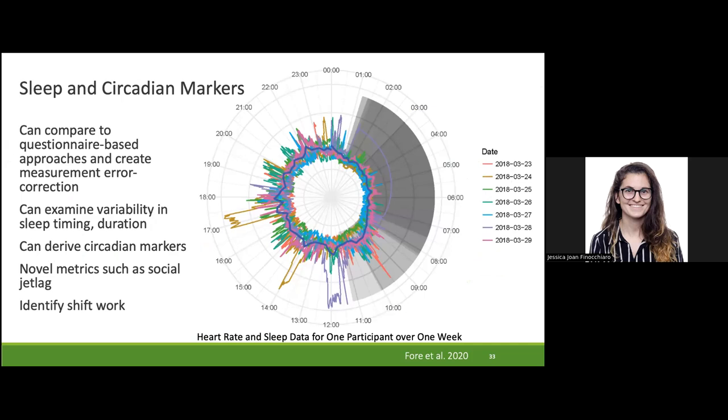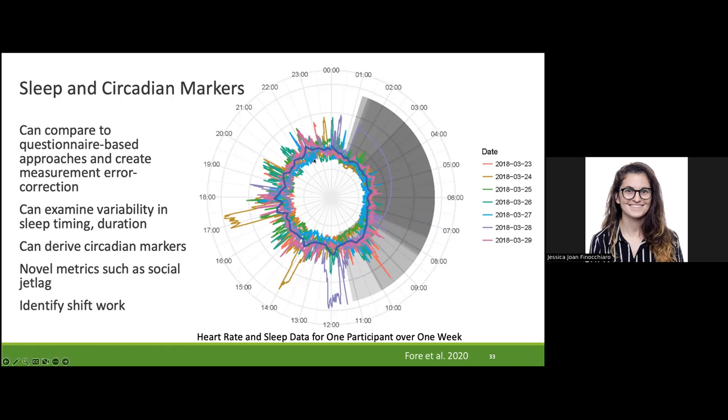We also have sleep and circadian markers. This is a 24-hour clock. Every colored line is a different day and the heart rate on that day. The shading is the Fitbit identified sleep period. This is actually my data when I flew to California, and you can see the sleep period shifts to match the local time zone. So we can pick up on variability in sleep timing that we couldn't before.